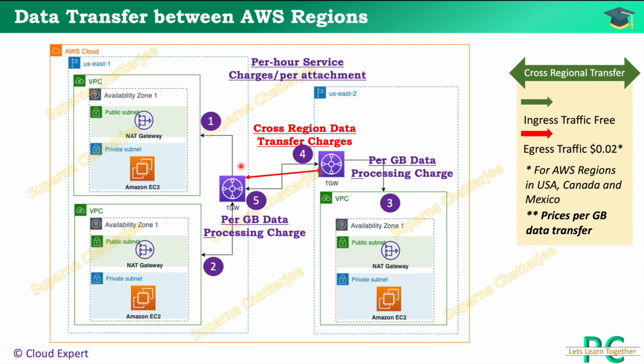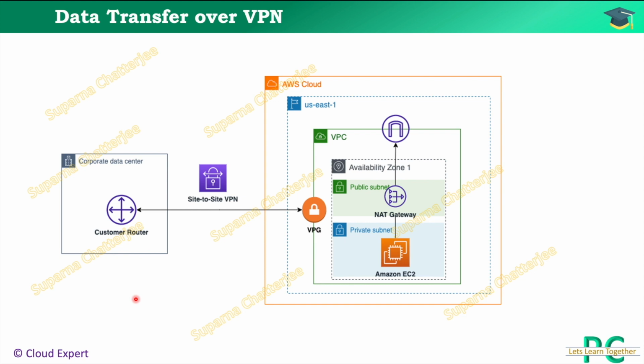To summarize, we are paying cross-region data transfer charges. We will pay per GB data processing charges for 2 transit gateways, and per hour service charges per attachment for 5 transit gateway attachments. Now let's try to understand the data transfer charges when you are transferring data over VPN.